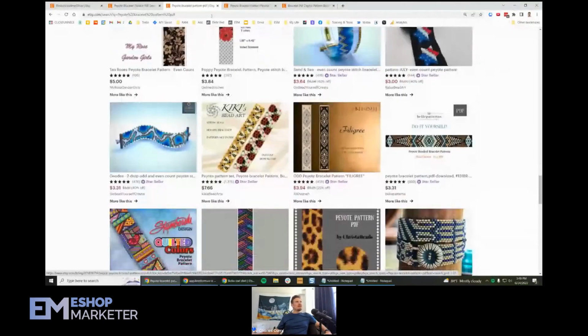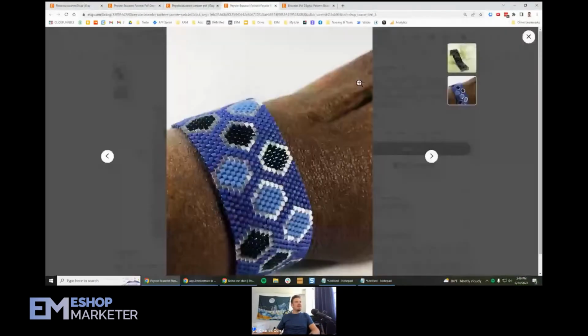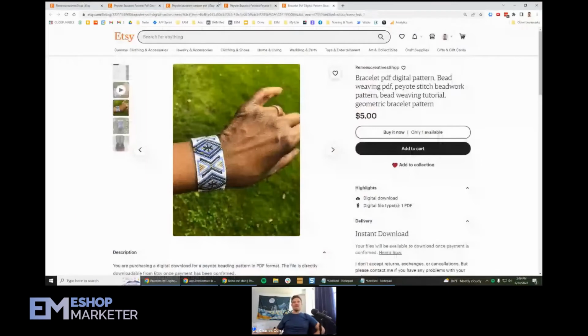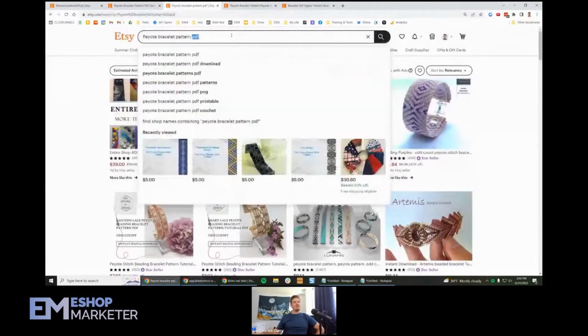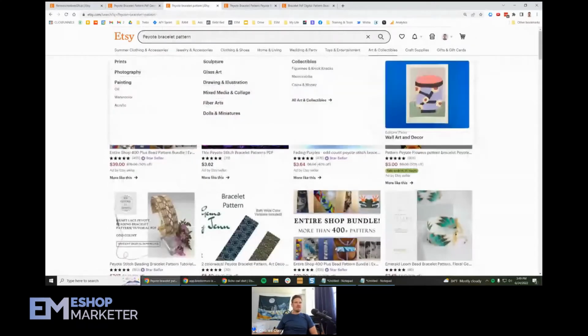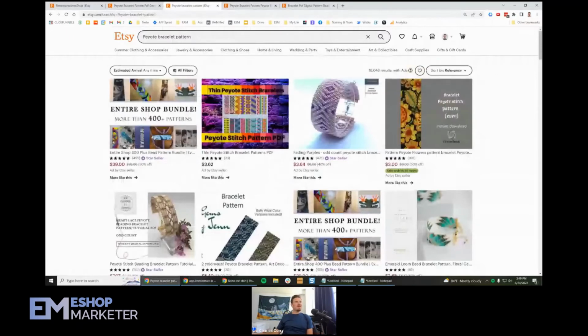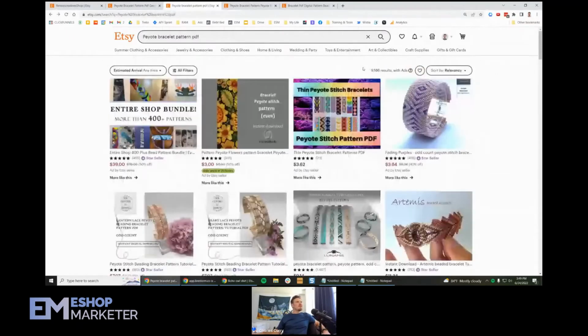Now, I will say, the keyword you use, peyote bracelet pattern PDF, good keyword right there. Now let's just get rid of the word PDF, and I bet it will probably make it bigger, but who knows? 18,000, good, finally. The world is working correctly. Twice as big. It went from 9,000 results to 18,000 results. So pretty good results there.